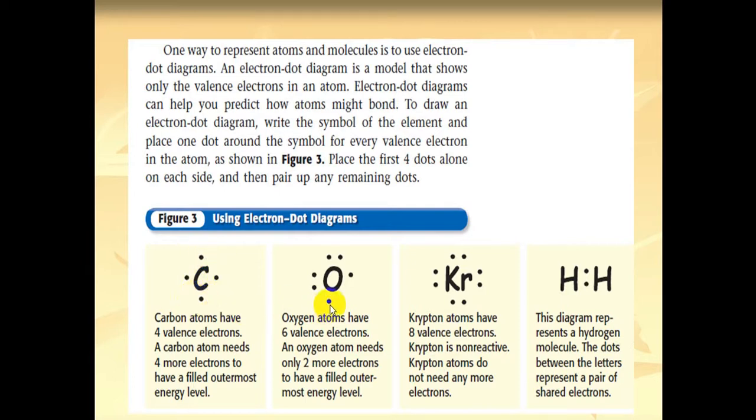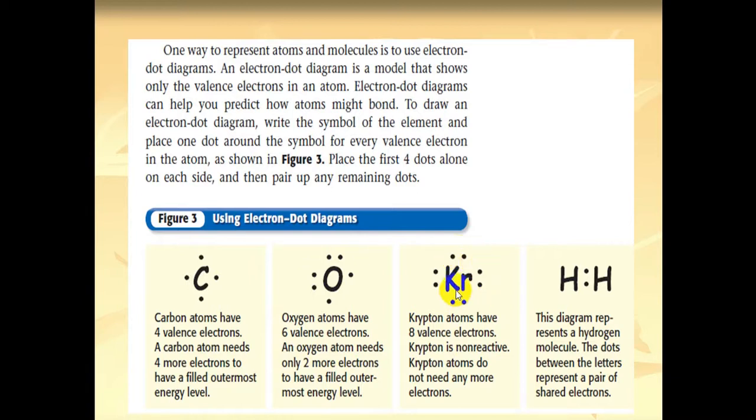But look here, for example, for oxygen. Oxygen has 6 valence electrons, so how do we do this? First, I put 1 electron on each side, and then how many are left? 2. So then I make pairing for electrons. I put 1 electron here and 1 electron here. It doesn't matter. You can make the pairs here and here. It doesn't matter.